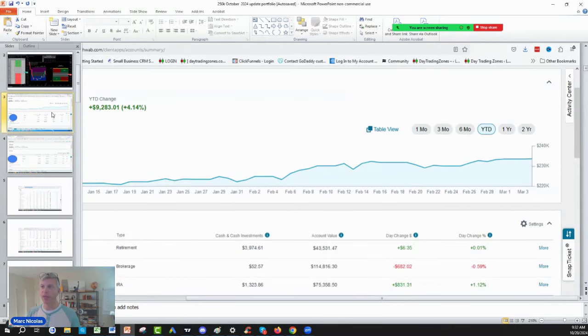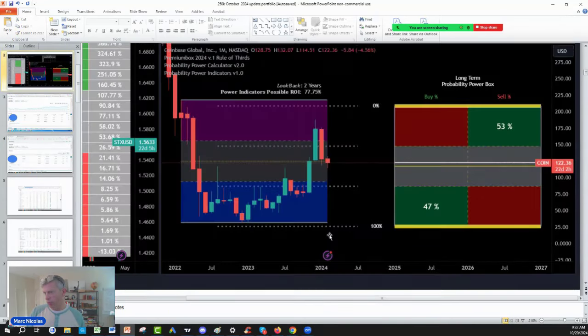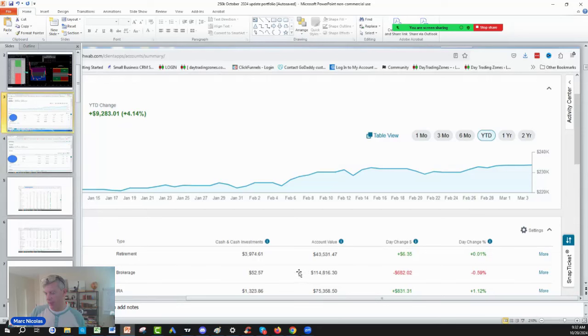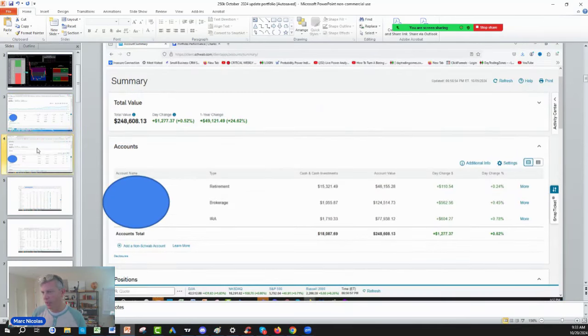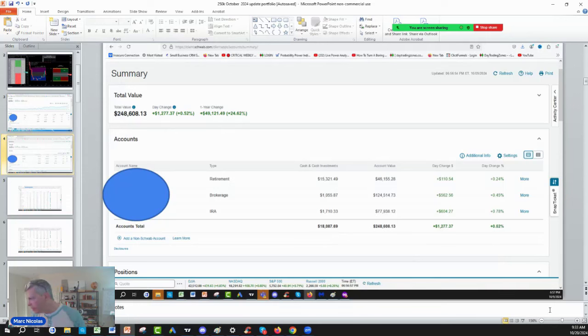I have shown you those accounts the entire year, like literally the entire year. If you look at the past video, January of 2024 on. We were at about $233,000 at the end of March. Then now on October the 9th, you can see at the bottom right, when I took the screenshots last week, we were up $248,000, so another $15,000.